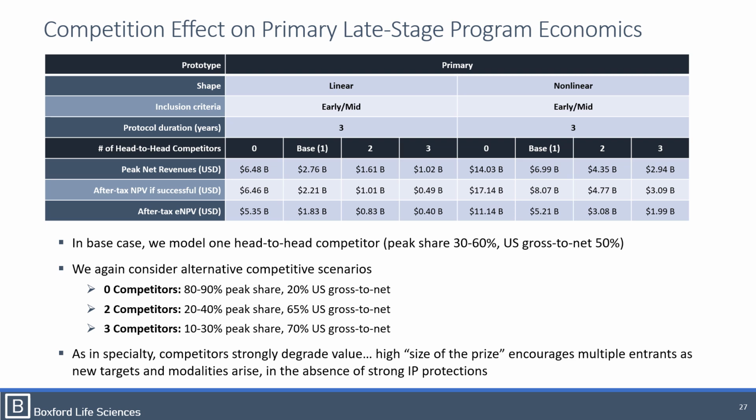So again, high size of the prize, oftentimes without strong IP, pulls in a lot of individual entrants, and it ends up creating a challenging market for everyone, as opposed to these narrow, smaller diseases where maybe you have a more differentiated IP that allows you to realize a significantly greater amount of value, even if the patient population is smaller.